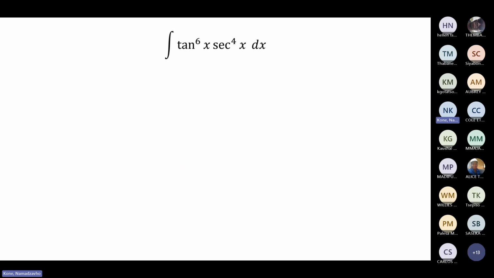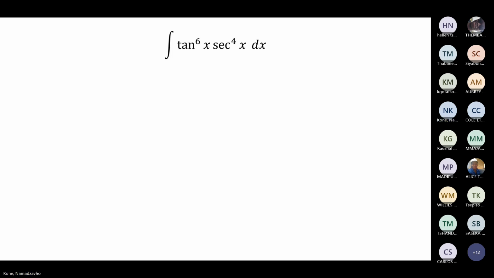And now we look at this one. I think this one has feathers as well and horns. So it's the integral of tan power 6x sec to the power of 4x dx. Now, this brings us back to that statement that I mentioned at the beginning: for you to be able to do integration, you must have mastered your derivatives.